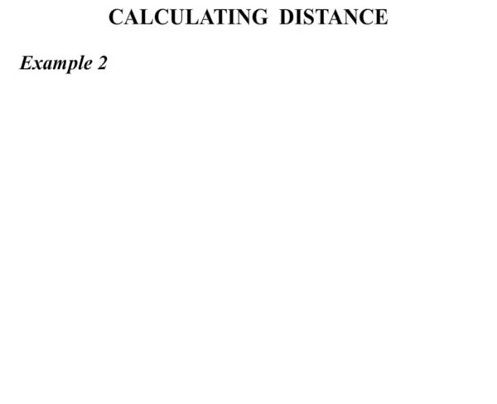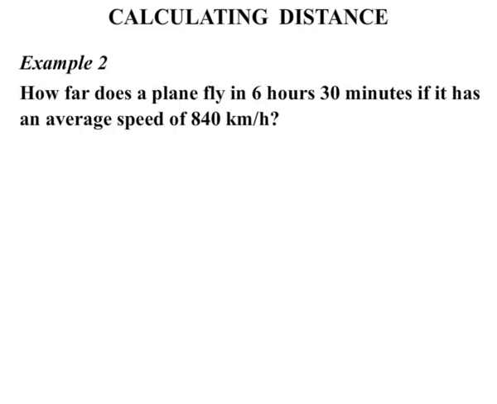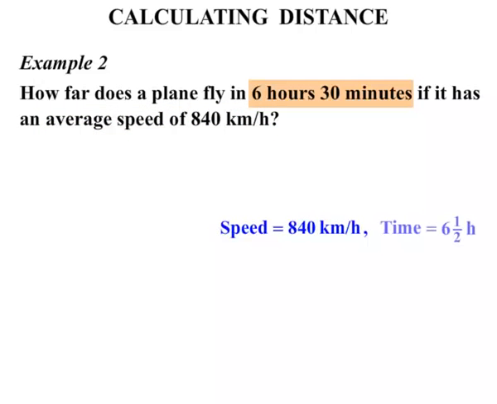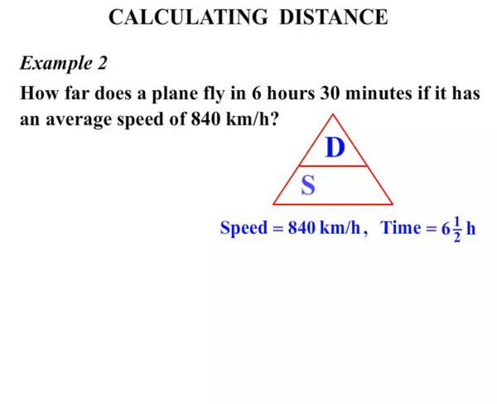Example 2. How far does a plane fly in 6 hours 30 minutes if it has an average speed of 840 kilometers per hour? Well, the average speed is given. Let's write that down. And the time is 6 hours 30 minutes. We'll write that as the time is 6.5 hours. Now again, our diagram. Up the top, D for distance, then we have S for speed, T for time, and we need to multiply down the bottom there. So the question, how far does the plane fly?